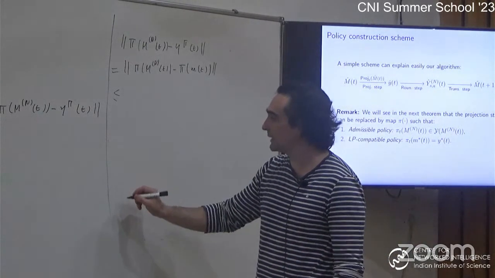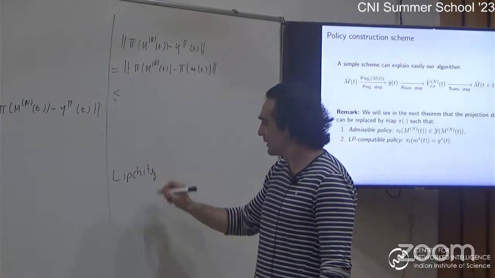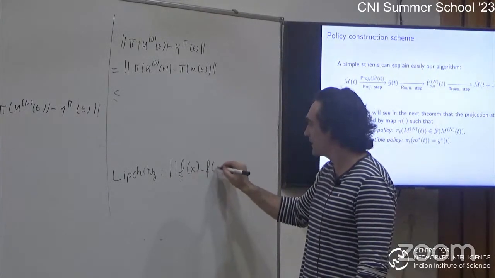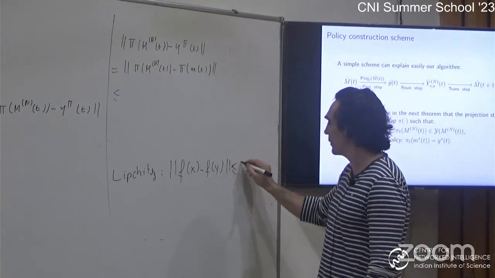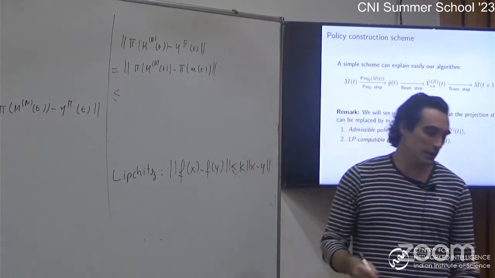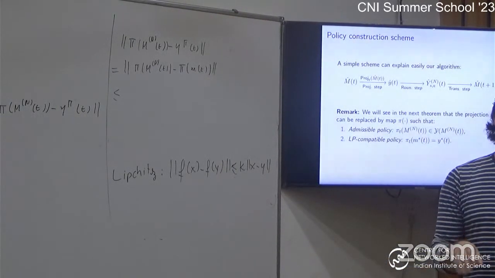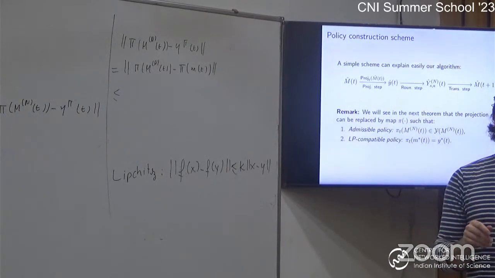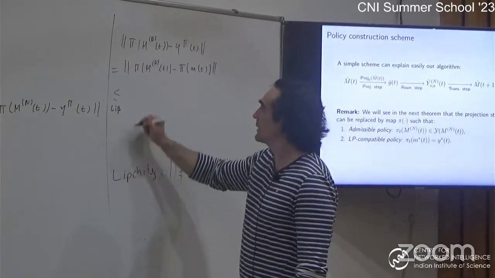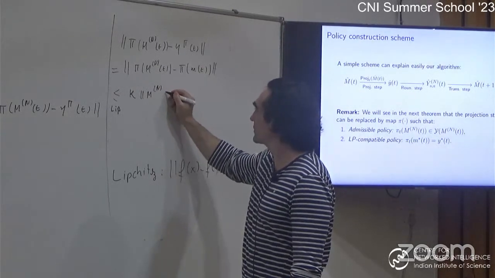So what does it mean to be Lipschitz? What does it mean for a function? It means |f(x) - f(y)| is smaller than k times |x - y|. To have this assumption, one easy way is to say that the function is differentiable and the gradient is bounded. So let's assume that it's Lipschitz. Then what you get is a constant multiplied by n of t.